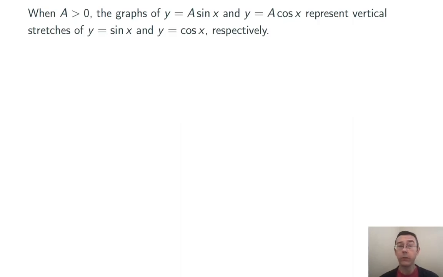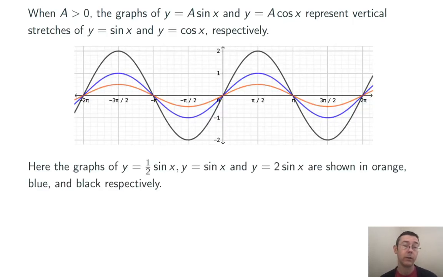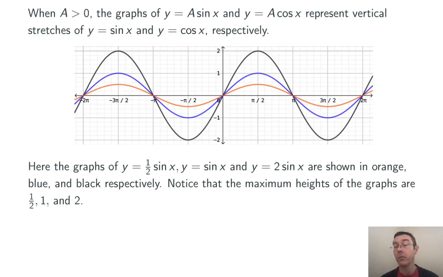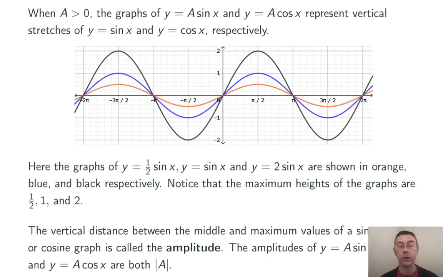When a is greater than 0, the graphs of a sine x and a cosine x represent just vertical stretches of those basic sine and cosine functions. So here, for example, I've drawn y equals sine x in blue, y equals 1/2 sine x in orange, so that's crunching it down by a factor of 1/2, and y equals 2 sine x in black, stretching the graph vertically by a factor of 2. Notice that the maximum heights of the graphs are 1/2, 1, and 2 respectively. So really just the value of that a in the case where a is greater than 0.